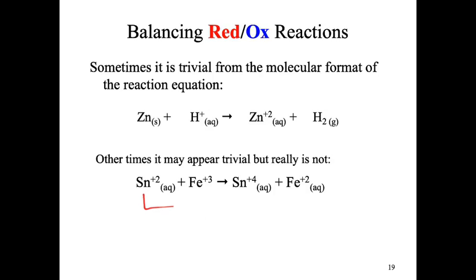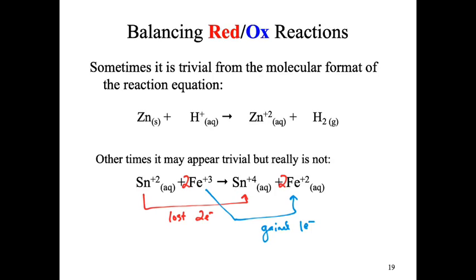When I go from tin plus 2 to tin plus 4, what happened? I lost 2 electrons. What happens when I go from iron plus 3 to iron plus 2? I gained 1 electron. The electrons aren't balanced. How do I balance 2 and 1? Make 2 irons. I need 2 irons to react across. Okay? So that now the electron transfer balances out. Make sense? Okay?